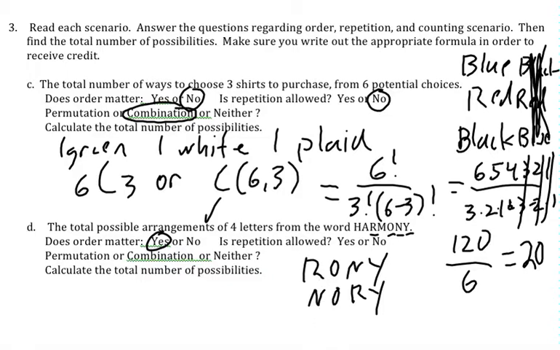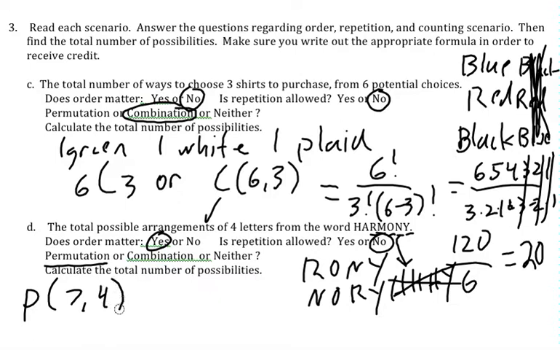Is repetition allowed? Well, I don't believe that any letter in the word harmony appears more than once. So you cannot take the letters in the word harmony and rearrange them H, H, H, Y. That is certainly not possible. So we have no repetition. We have order matters. So this is actually within the family of permutations. We have 1, 2, 3, 4, 5, 6, 7, and then we need to pick 4. We can write that out as 7 factorial over 7 minus 4 factorial.